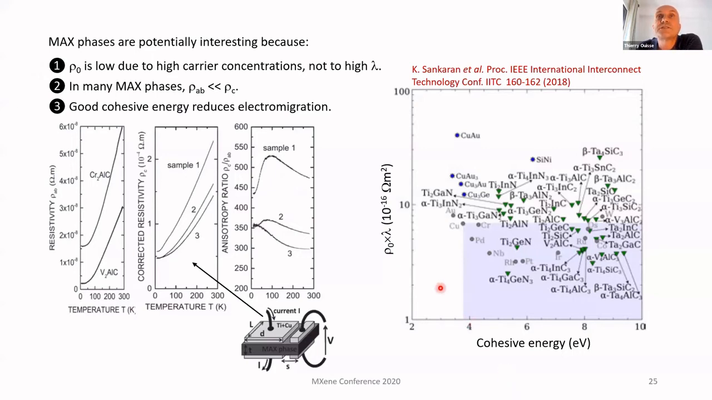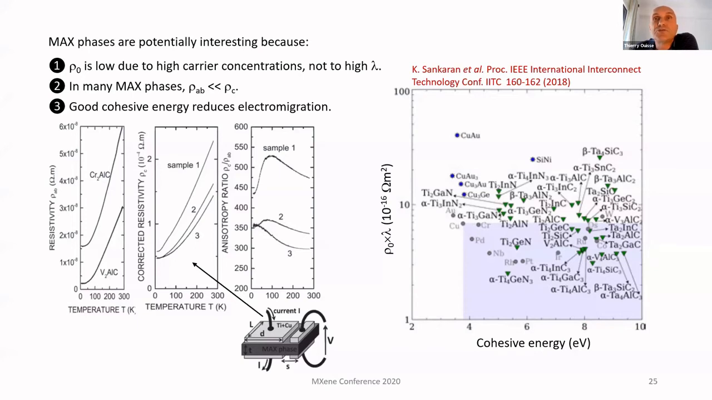If we have a look at the graph on the right, copper, which is just here, as well as many other intermetallics, including MAX phases, are reported with the cohesive energy as the abscissa and the product of resistivity and mean free path as the ordinate. So the lower and the more to the right, the better is the compound. And as we can see here, many MAX phases are potentially interesting and in theory much better than copper.